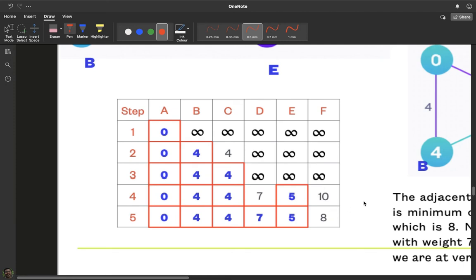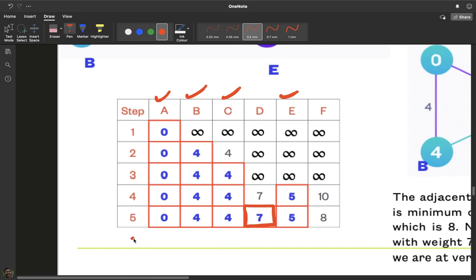Now again look at the table. We have seen that we have already given permanent weights to A, B, C and E. Only D and F are remaining. Out of them, which has the smallest weight? D has the smallest weight, that is 7. So D will be assigned the permanent label now. Only F is remaining. D has got the permanent label because it is the smallest of the remaining ones, which is 7.